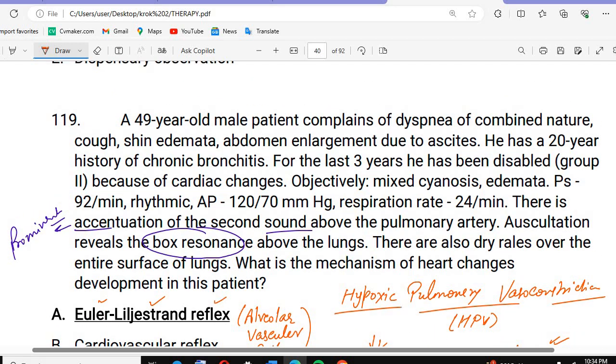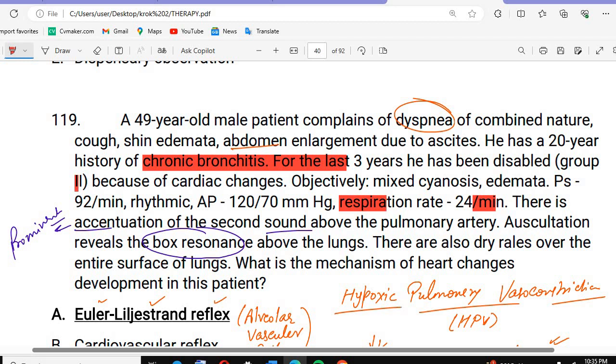So now understand this question. The patient has dyspnea of a combined nature, cough, edemata, abdominal enlargement due to ascites. He has a 20-year history of chronic bronchitis, so they have some pulmonary pathology there. For the last 3 years he has been disabled, group 2, because of the cardiac changes, mixed cyanosis, edema. The respiration rate is also a little more. There is an attenuation of the second sound above the pulmonary artery. Auscultation reveals the bandbox resonance above the lungs, and there are also dry rales over the entire surface.